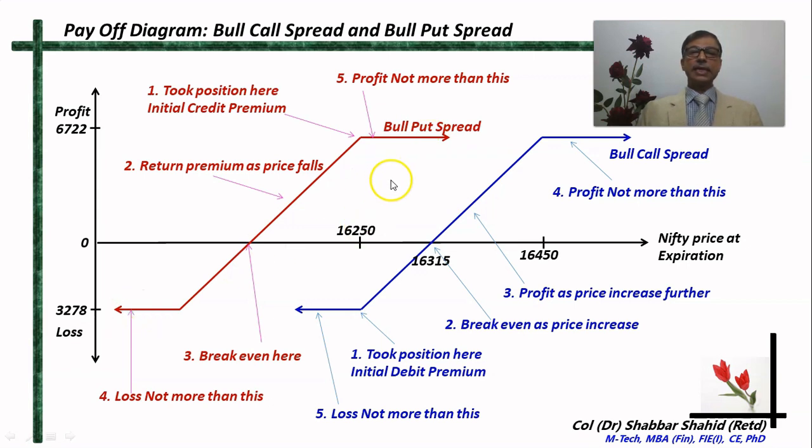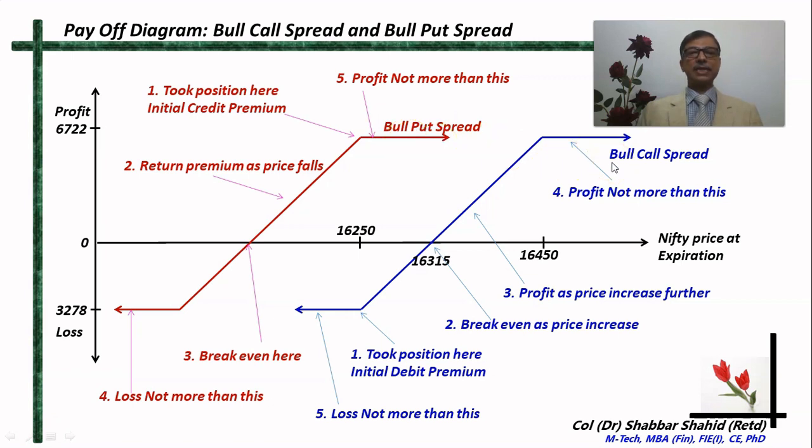In this case, if the Nifty expired at the same place where you had entered the position, at this 16250, you would still be in a profit. If the Nifty increased, you would be in a profit. But even if it expired at the same point, you would be in a profit. In the previous case, you would have been in a loss if it expired here. You would have been in a profit only if it increased. So the view is bullish here also. The view is bullish here also.